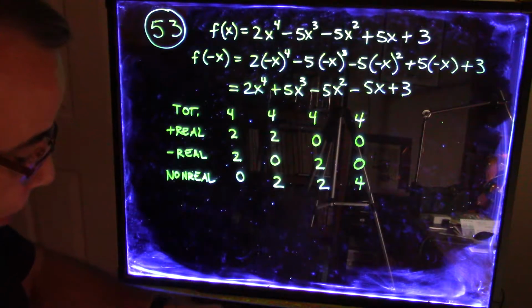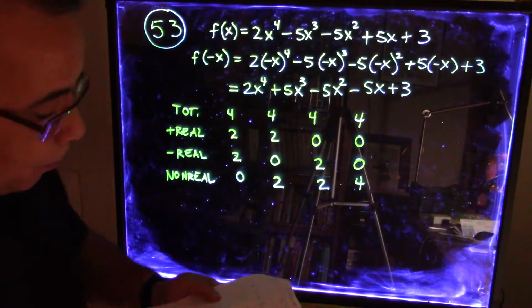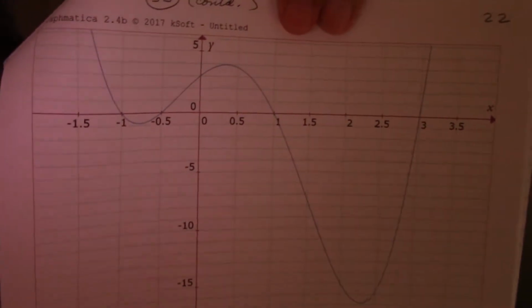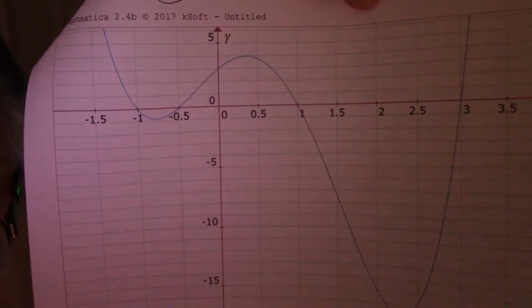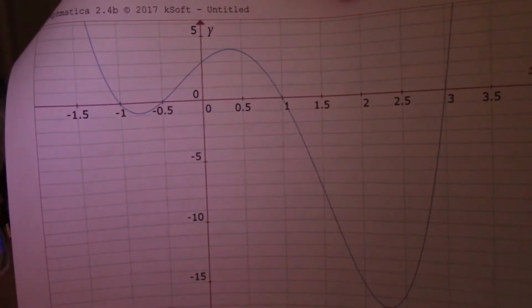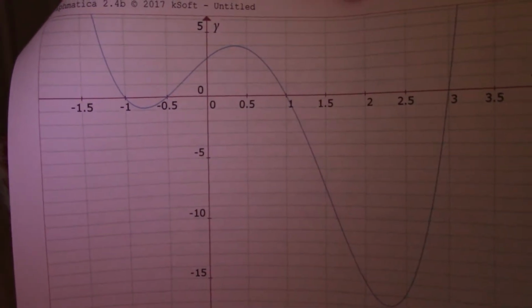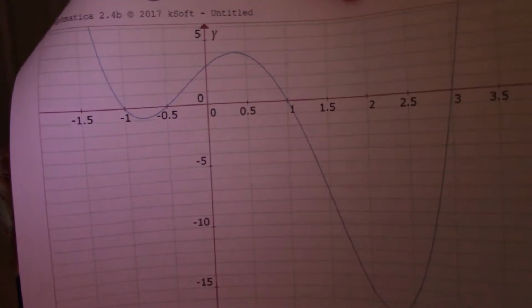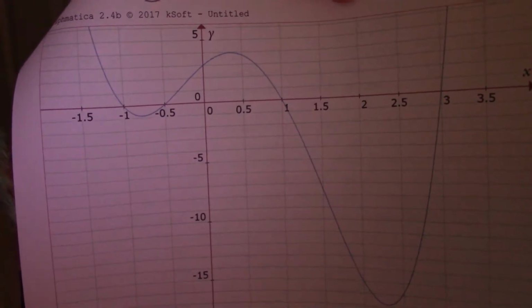So let's look at the graph. And here it is. So as you can see, to the left of the y-axis we've got 2 negative real roots, and to the right we've got 2 positive real roots. Okay, so that first column in our table shows the actual situation.